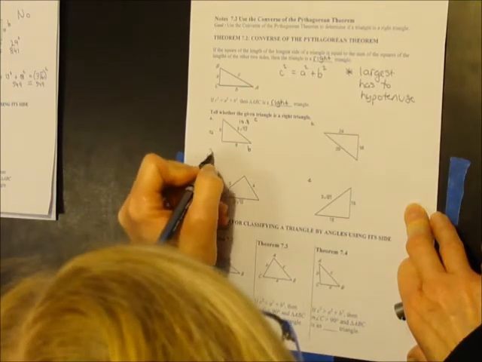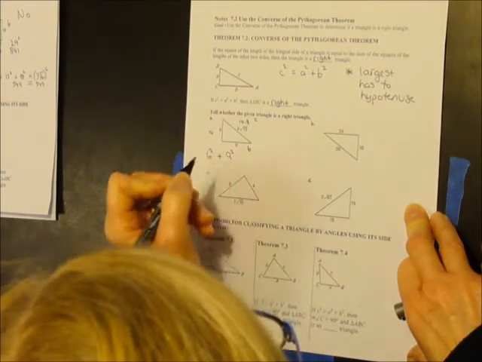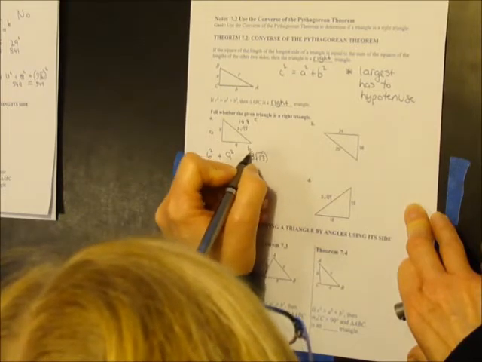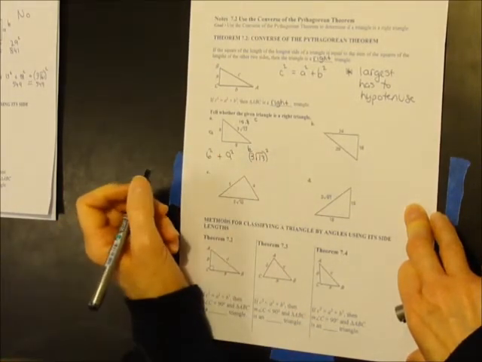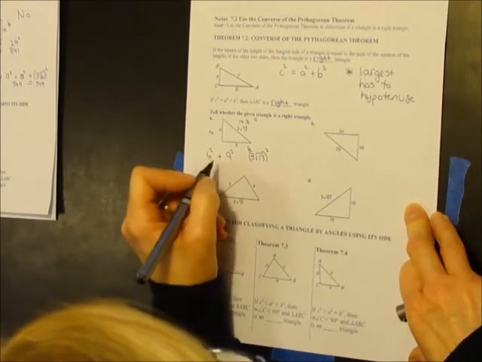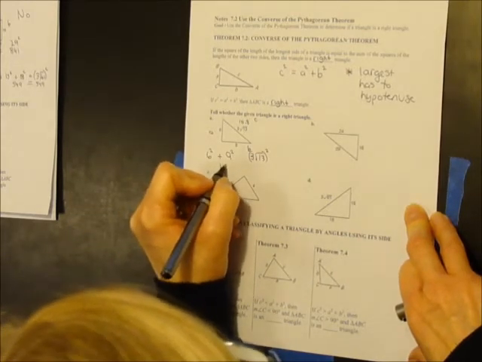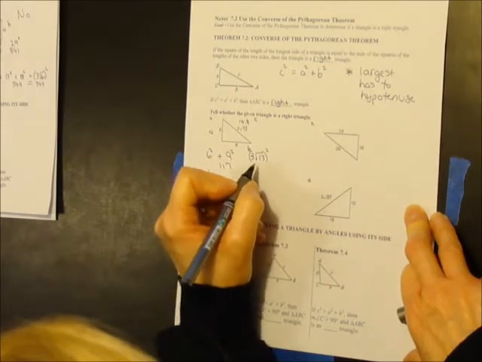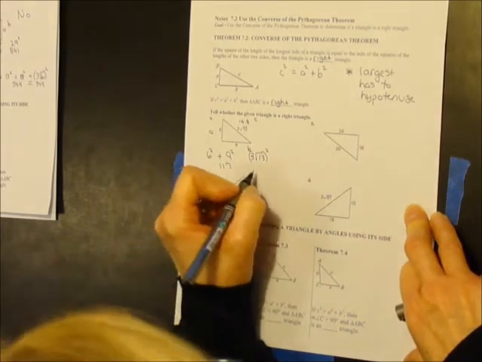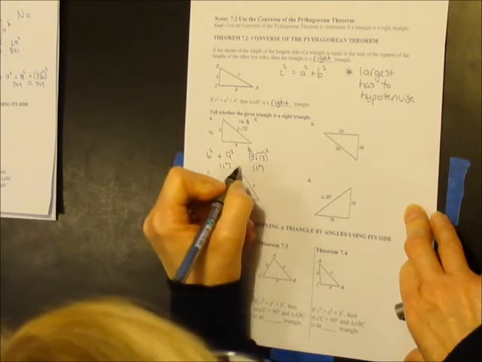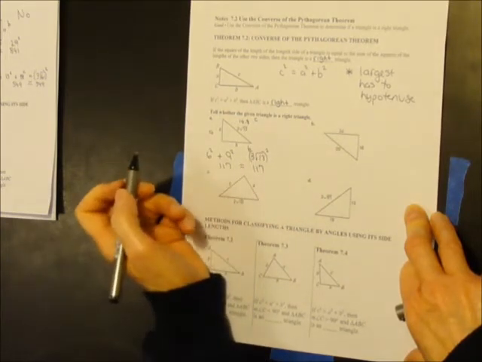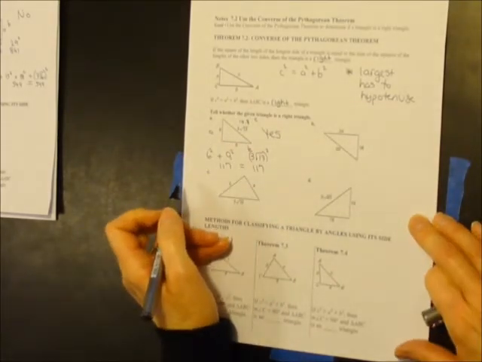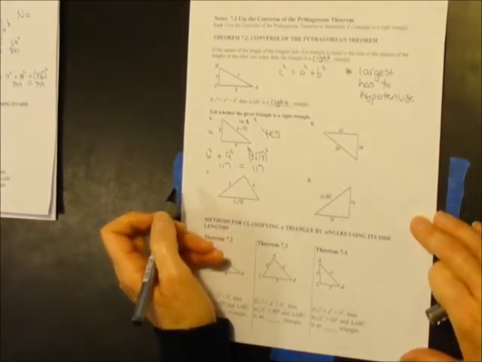So 6 squared plus 9 squared, and we're comparing it to 3 square roots of 13 squared. If you do this on your calculator, 6 squared plus 9 squared is 117. If you do this on your calculator, 3 times the square root of 13 and then square that, that too is 117. So this triangle A is a right triangle because the a squared plus the b squared equals the c squared.